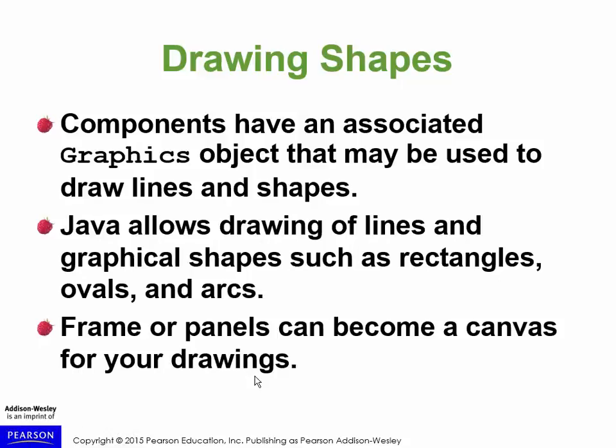So let's talk about some of the shapes that you can draw using Java. Now this is important, and this will have a tie-in with the applet stuff, and you'll see what I mean in just a bit. Okay? So components have an associated graphics object that can be used to draw lines and shapes. So you can draw things like rectangles, ovals, which means circles, arcs, etc. Frames or panels can become a canvas for your drawings.